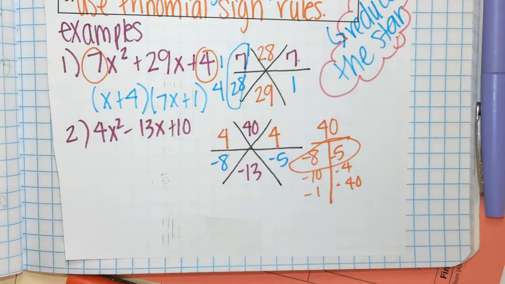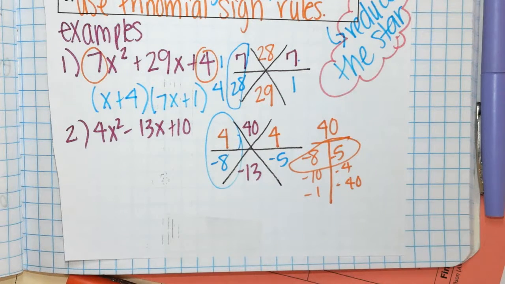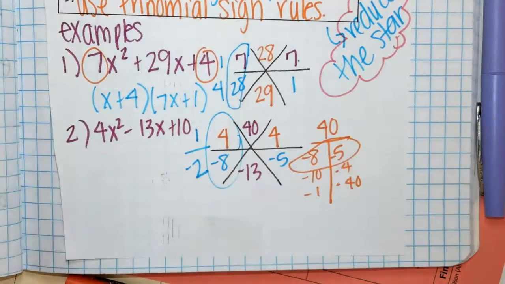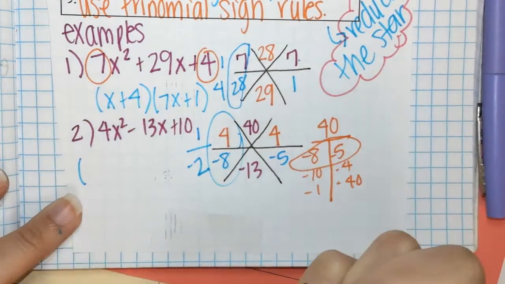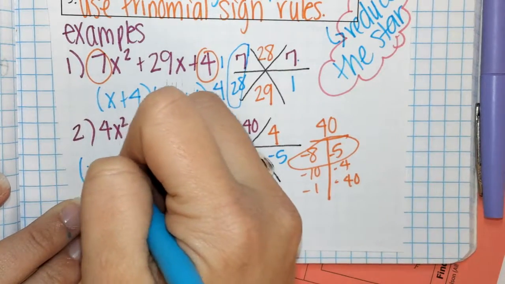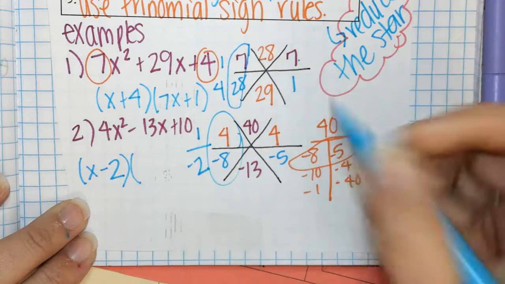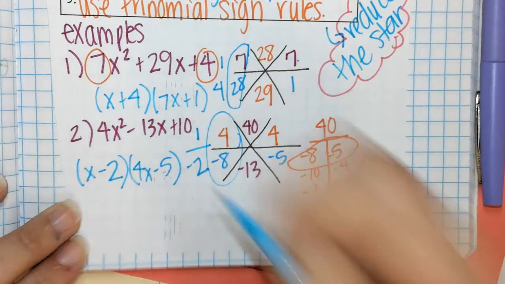Now reduce. Which side can you reduce? Can you reduce the left side or the right side? The left. And what goes into both of those? 2. Biggest number. 4. 4 goes into 4. 4 goes into 8. 2. Okay, so how do I write my parentheses now? x minus 2, because 2's on the bottom. And then 4x minus 5. Who said that? Take a point.